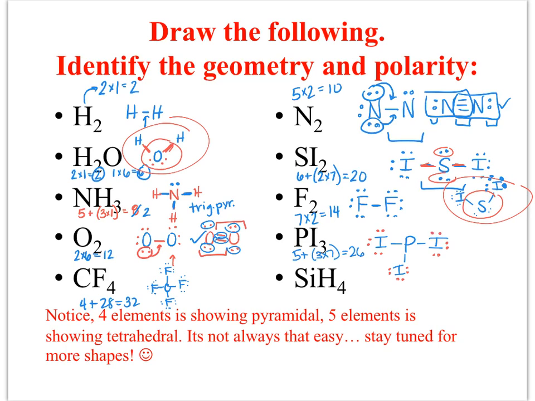I need 2 more electrons. Where are they going to go? Well, phosphorus doesn't have a completed octet yet. Now it does. So this structure, this is going to be a trigonal pyramid. It's going to be the same shape as an ammonia molecule.